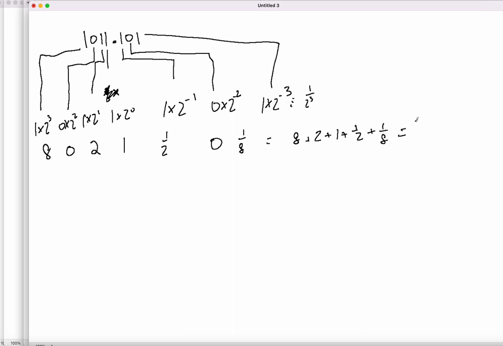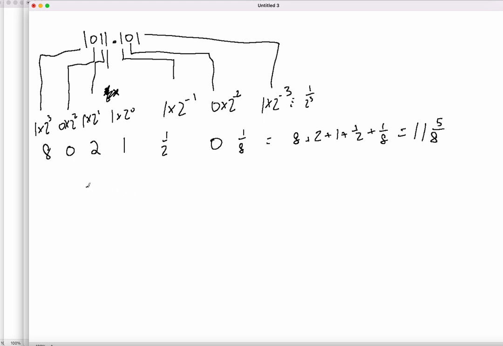And that's equal to, well, 8 plus 2 plus 1 is 11. It's funny because that's a base 10 number. I'm not talking about a base 2 number here. But 1/2 plus 1/8, well, remember, 1/2 is equal to 4/8. So this is 5/8. Everybody okay with that? Let's try another one.